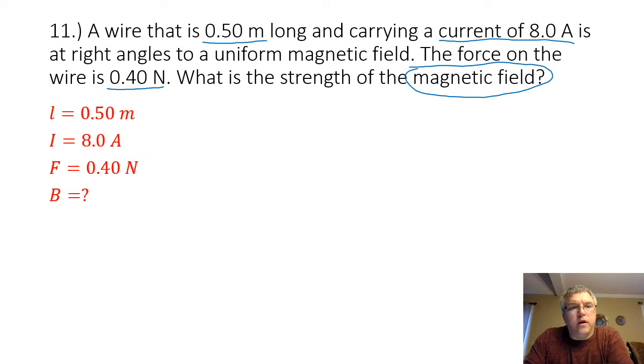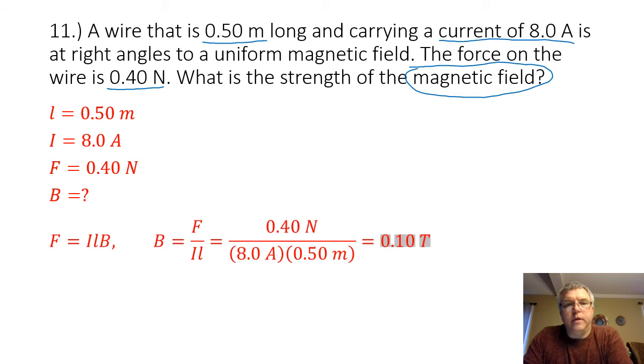So if we are given the length of the wire, the current, and the force, looking for the magnetic field, we're going to want to use F equals ILB. Solving that for B, we get B equals F divided by I times L. Plug in our known values, and we should get a magnitude of the magnetic field of 0.10 Tesla.